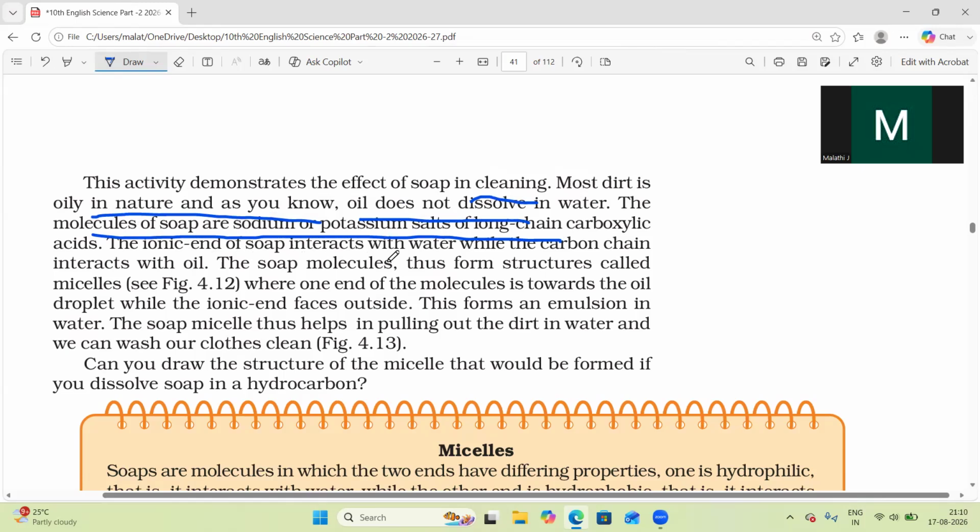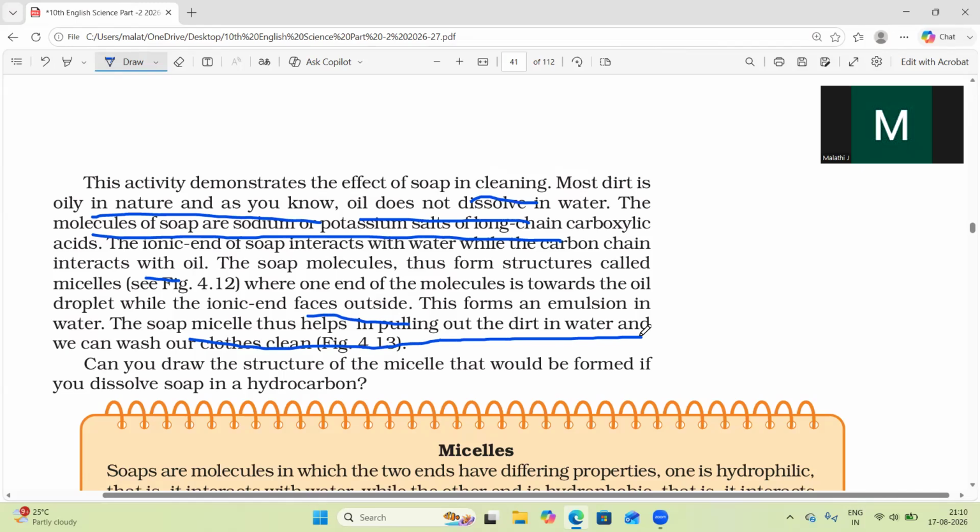end of the soap interacts with the water, and the carbon chain interacts with the oil. So when we get these soap molecules, they form a structure called micelles. What will happen? One end of the molecule is towards the oil droplet while the ionic end faces the outside. So this emulsion in water, the soap micelle, thus helps in pulling out the dirt in the water and we can wash our clothes clean.